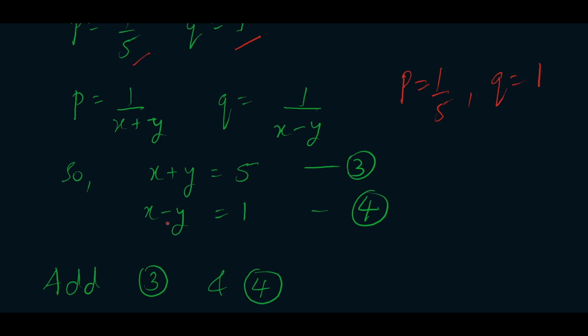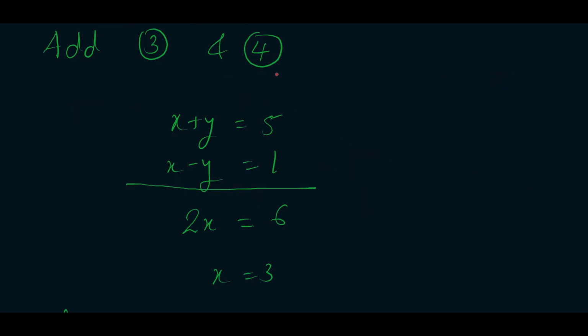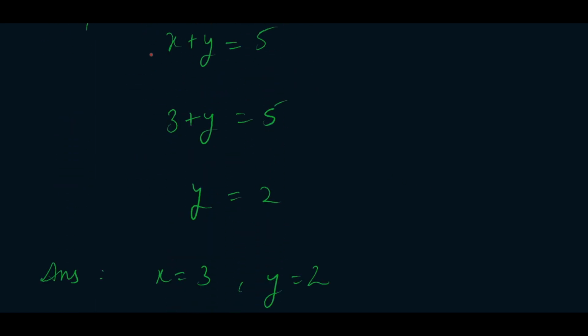Now you see here that the coefficient of y here is minus 1 and the coefficient of y here is plus 1. So you can just add these two equations. So here we add equation 3 and 4. We get x plus y equals to 5 and x minus y equals to 1. When you add this, y and y will cancel out. x plus x gives us 2x and 5 plus 1 gives us 6. So the value of x comes out to be 3. Now you can put the value of x equals to 3 either in equation 3 or in equation 4. So from the equation we know that x plus y equals to 5.